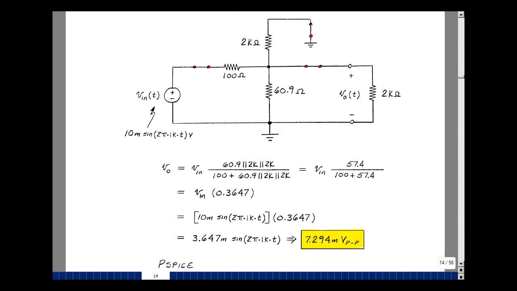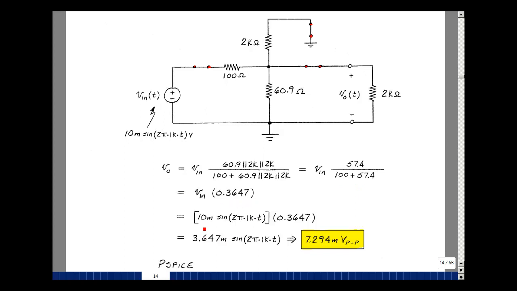What I've got is a voltage divider. I've got 60.9 in parallel with 2K in parallel with 2K. Voltage divided with 100 ohms. All this in parallel is going to be smaller than the smallest resistor, so 57.4 seems reasonable. And then we can just form this over here, and we get a result of 0.3647 times the input.